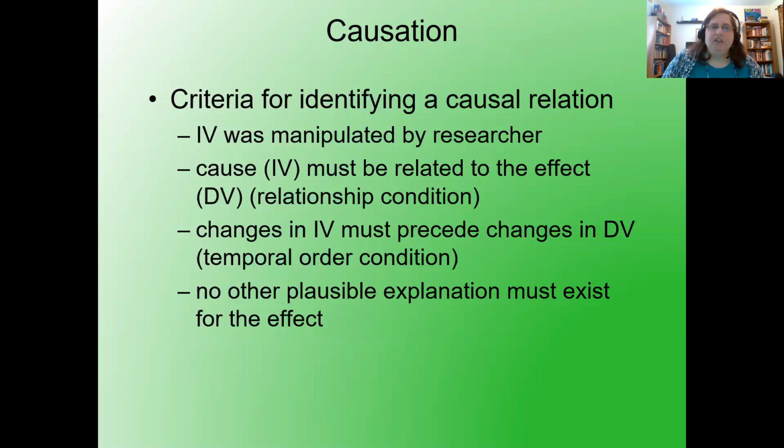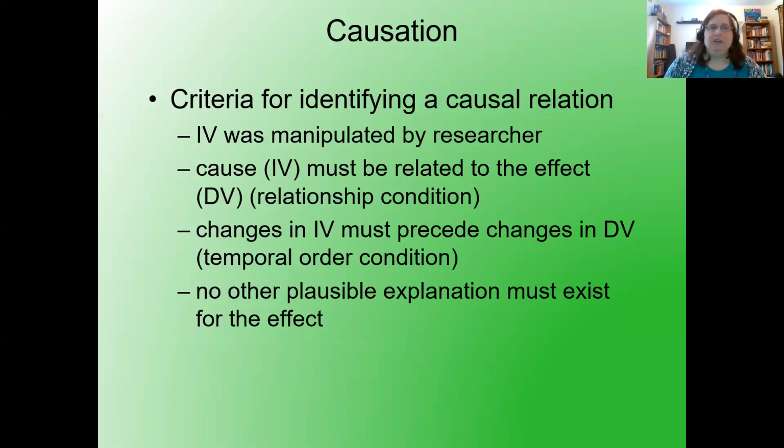Now, the changes in the independent variable must precede the changes in the dependent variable. That's called the temporal order condition. In other words, we want to make sure that the IV happens before the DV. Right? So we want to see that the independent variable changes happen before the dependent variable changes. Okay. And finally, and this is the toughest one to do, no other plausible explanation must exist for the effect. That's challenging.